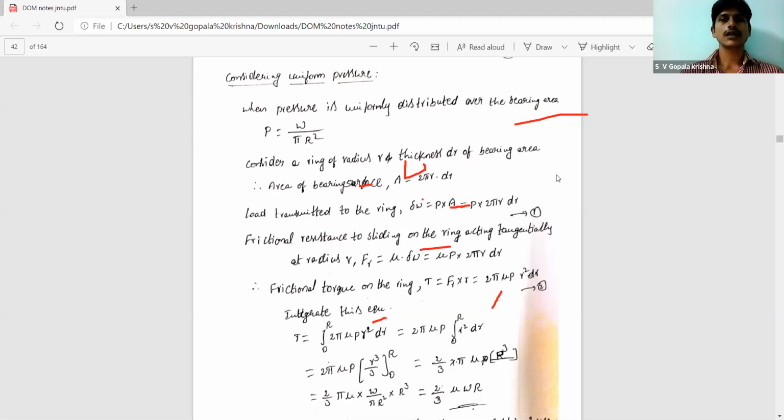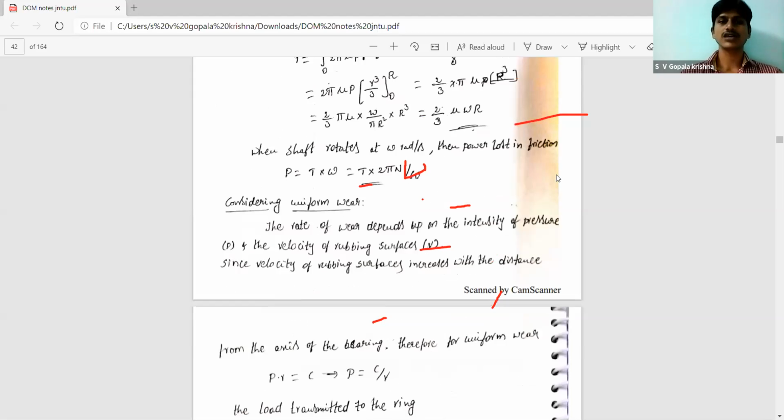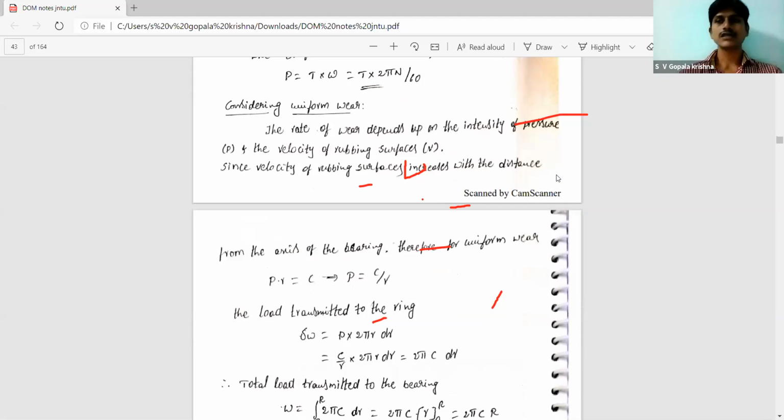Now we are going to take the next topic, that is uniform wear. Next condition, uniform wear. Wearing also happens in any bearings. For uniform wear, there is one small statement: the rate of wear depends upon the intensity of pressure on the bearings and the velocity of the rubbing surfaces.